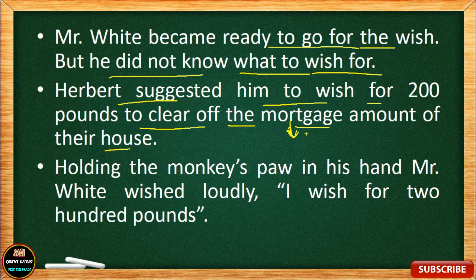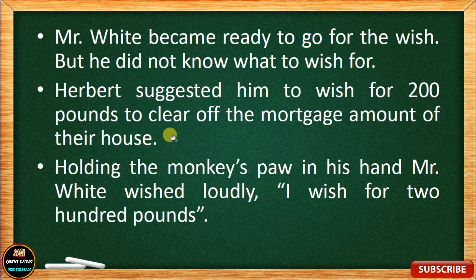There are people who keep their house mortgaged and take the amount. So their house was actually mortgaged, and they had taken 200 pounds. So they said that let's clear off the mortgage amount of their house. So go for 200 pounds. We need 200 pounds. If we pay that money, we will get back our house. I mean, we can clear off the mortgage of our house.